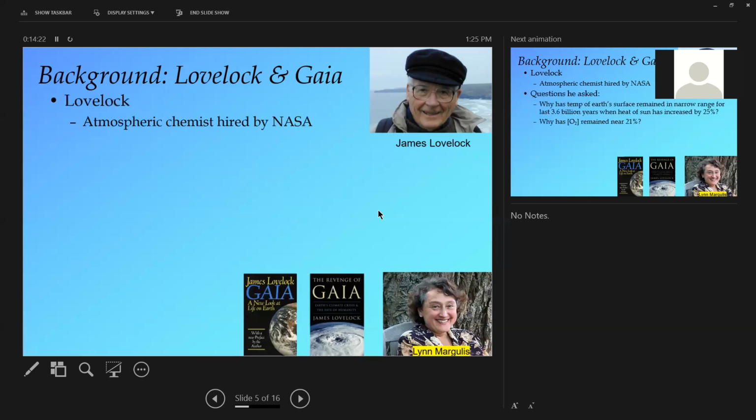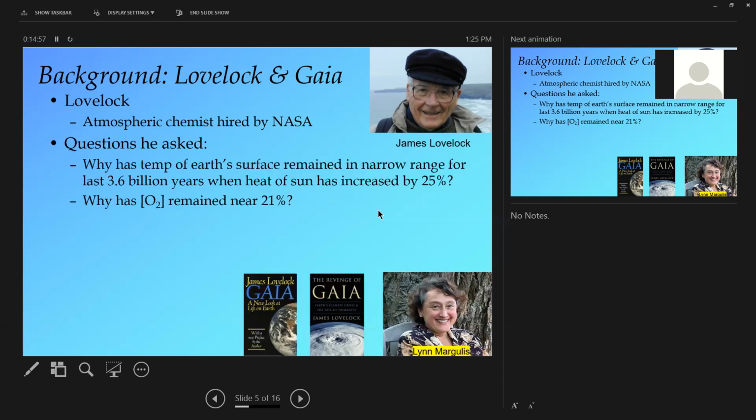He was an atmospheric chemist with a background in engineering. He developed a very important piece of technology called the electron capture detector, which is a kind of gas chromatograph. You don't need to remember what I'm telling you now. This is just some background on the guy. It's used to measure the concentrations of different gases. And NASA hired him to help them look for life on other planets.